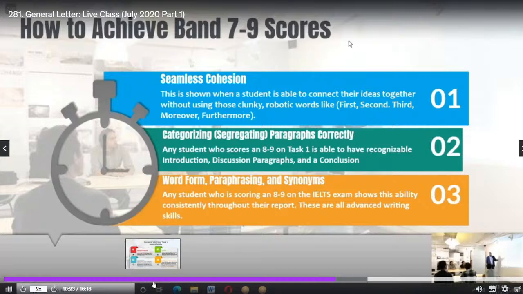How to move your score from a band 7 to a band 9. This type of information applies to the general letter and to the academic task one. You want to have seamless cohesion. A lot of times students rely on words like first, second, third, moreover, furthermore. Those are basic level transition words. A lot of students mess up their score because they overuse those words, right? Every sentence is first, second, third. It becomes very robotic, very clunky. When you write that way, that's one of the things keeping you at a score of 6 to 6.5. You have to learn how to use language that builds cohesion, and a lot of times that's done with reference pronouns and other types of language that make the cohesion seamless. We've talked about segregating your paragraphs properly, and we're going to go over that. And then you want to make sure that you're able to change word form, paraphrase, and use synonyms. The more of that you do, the better chance you have of moving from a 7 to a 9.